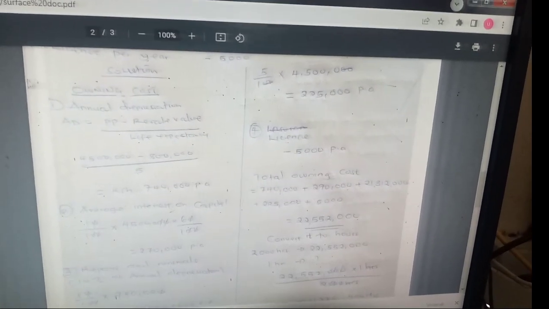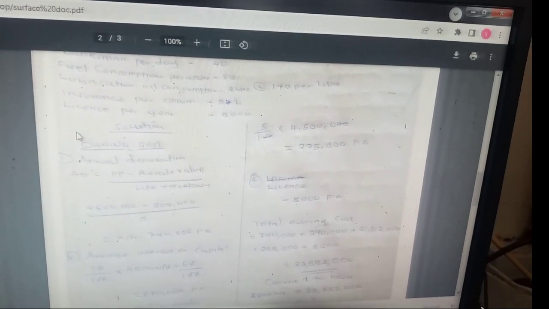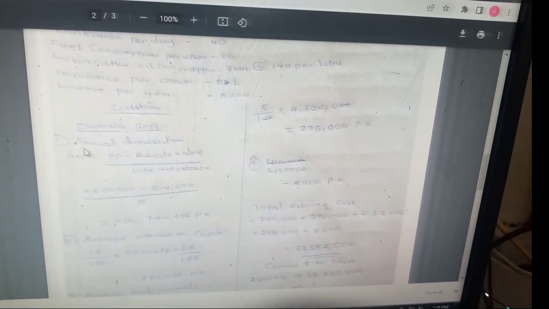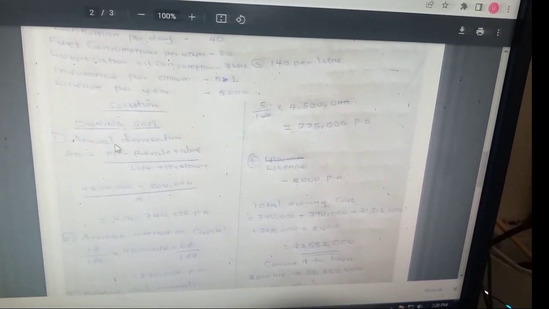So when you have that data, you begin by calculating the owning cost of the excavator that you'll use to excavate the basement. So you start by summing up the owning cost. The owning costs are the costs that are incurred by the owner of the plant or the machine. The first thing that the owner of the plant will spend on will be annual depreciation.